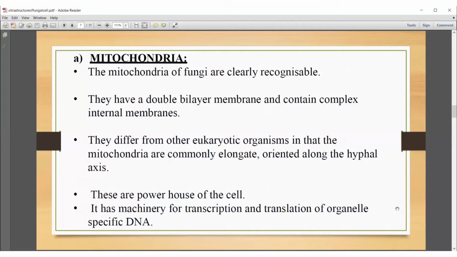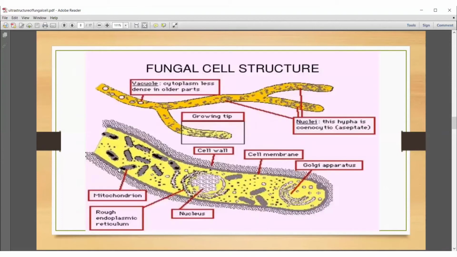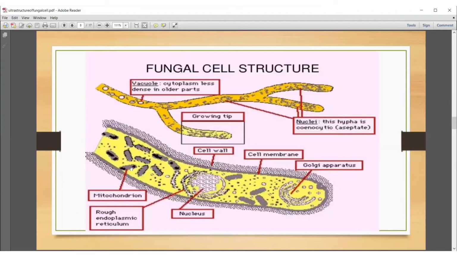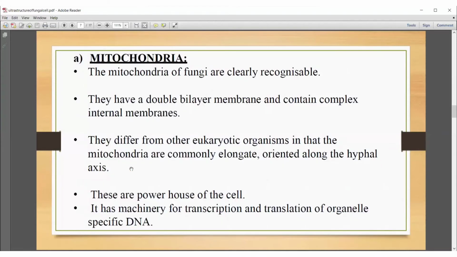They have a double bilayer membrane, and contain complex internal membranes. They are different from other eukaryotic organisms in that mitochondria are commonly elongated. It is commonly elongated in structure, clearly visible, and oriented along the hyphal axis. They are the powerhouse of the cell.